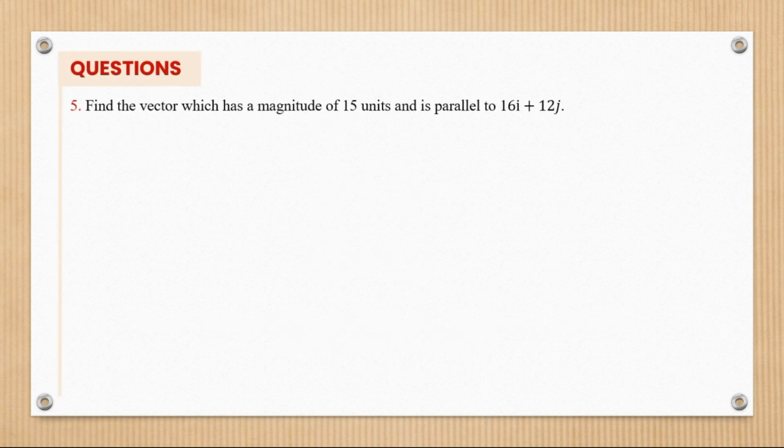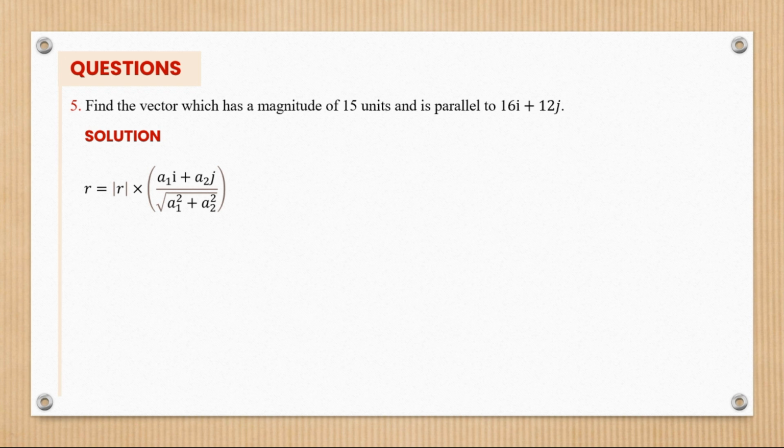So in question 5, we're being told to find the vector which has a magnitude of 15 units and is parallel to 16i plus 12j. In this case, we've been given a magnitude component and then we've been given a direction. Now when we say a vector is parallel to something, it means that they share the same direction. So how are we going to find the vector for this? We're going to be using the method r is equal to magnitude of r times that.